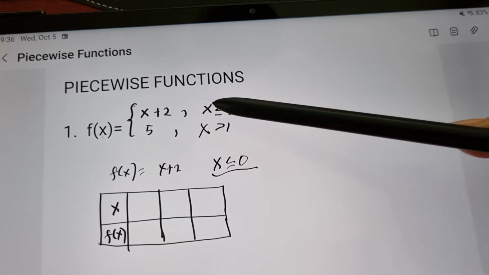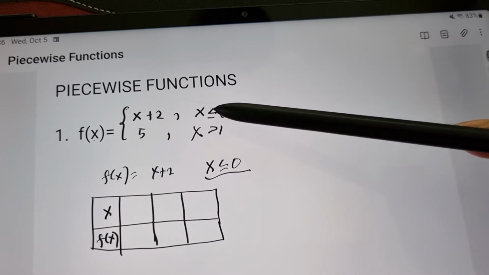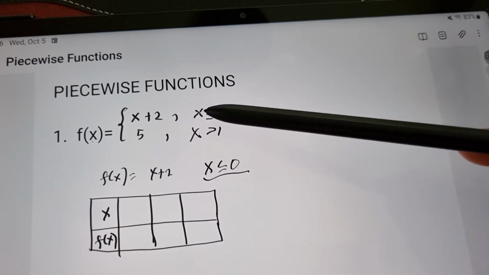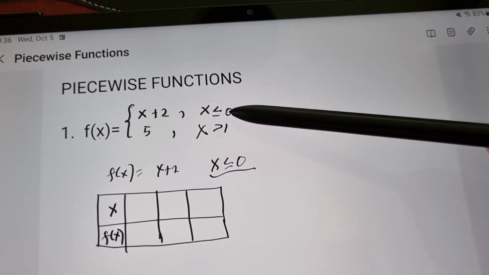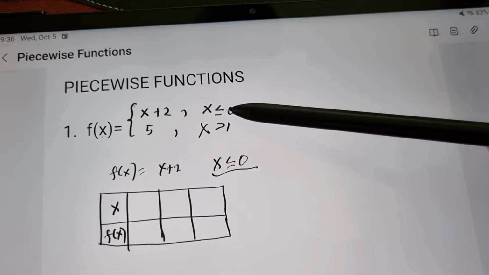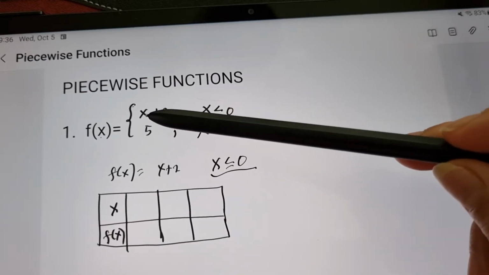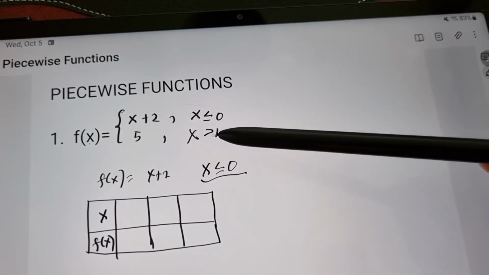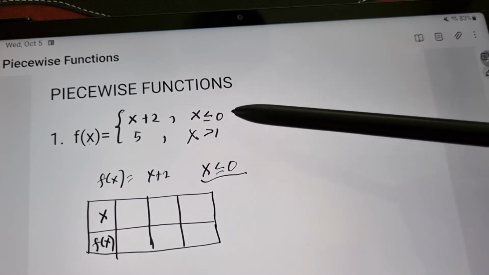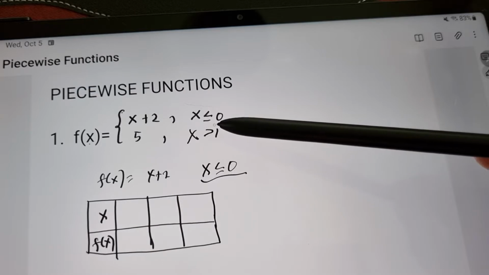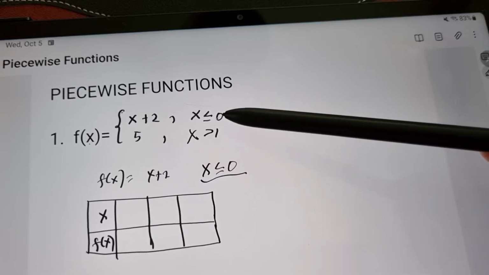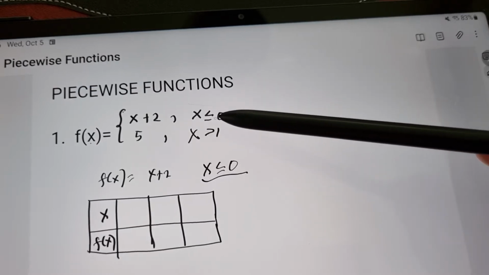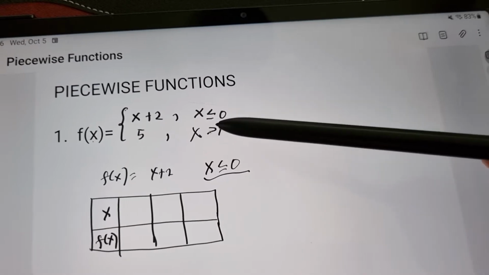Now, ano naman ang ibig sabihin ng mga expressions na nakalagay dito? Ang x is less than or equal to 0, ito yung tinatawag na restrictions or constraints para sa first function natin. At sa second function naman natin ay x is greater than 0. Ano ibig sabihin yan? Ibig sabihin, yung mga values ng x na less than or equal to 0, yun lang ang ating ipapakita na graph.